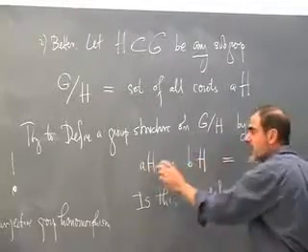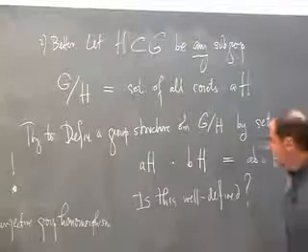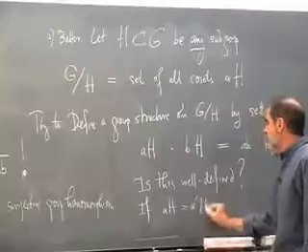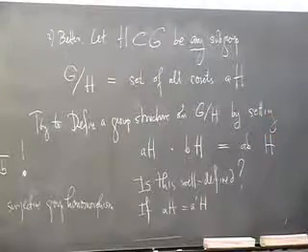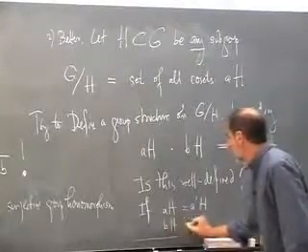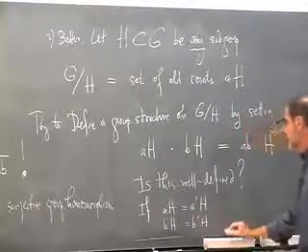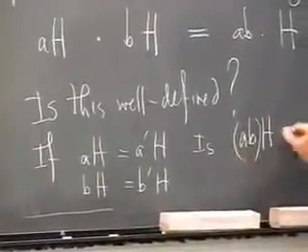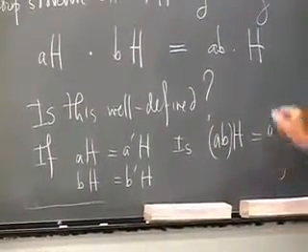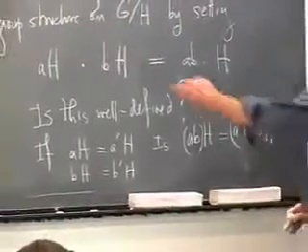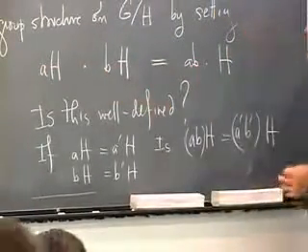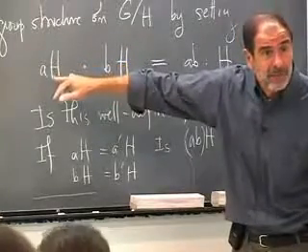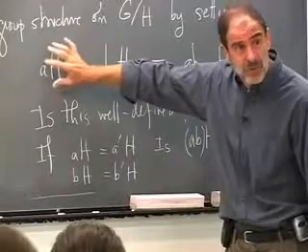Because the coset is not uniquely written as AH. Namely, if AH is equal to A prime H, if A and A prime are in the same coset, and BH is equal to B prime H, is ABH equal to A prime B prime H? Namely, if we're saying that this coset times this coset is this coset, we better make sure that doesn't depend on what representative we've chosen for the coset. And there's no unique way of writing a non-trivial coset.